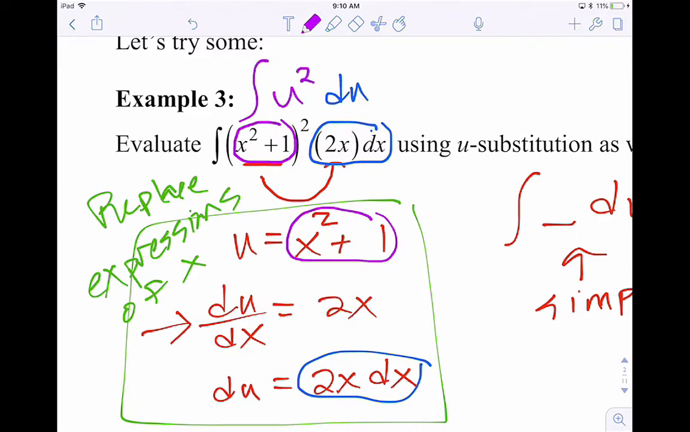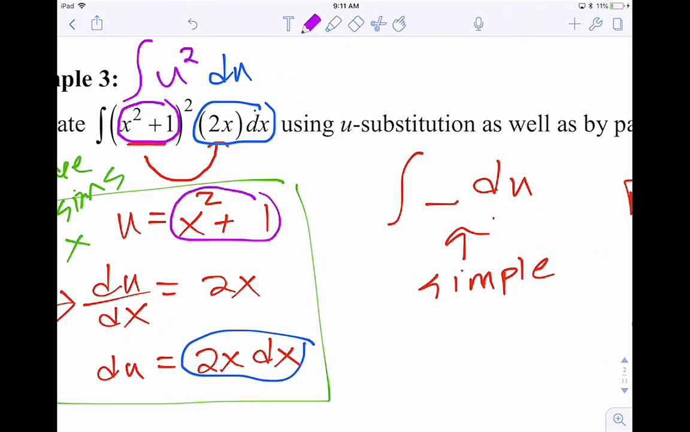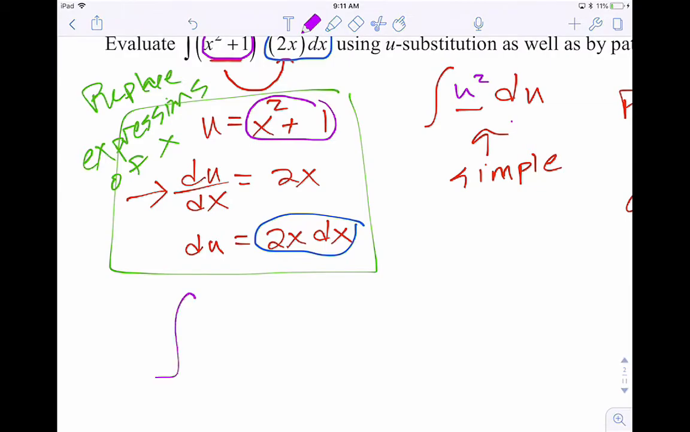Now look at this. We just rewrote with these replacements the really messy looking integral, and now it's just the integral of u squared du. Remember I told you it would be a really simple integral with u involved, in this case u squared. That's it. That's the u-substitution. Now we're going to conduct that integral of u squared du, and that is 1/3 u to the third, of course, plus c.